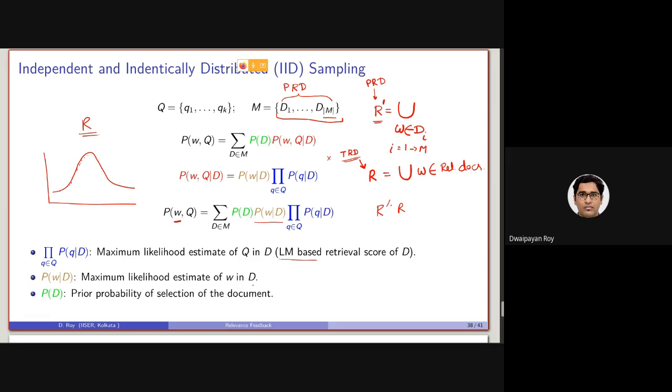So how to measure their closeness? A very basic way of approximating their closeness, if we have these two, is by using their KLD, say. If we compute the KL divergence, it is expected to be very close to 0. And if the initial retrieval is good, it will be very close to 0. Any question up to this?